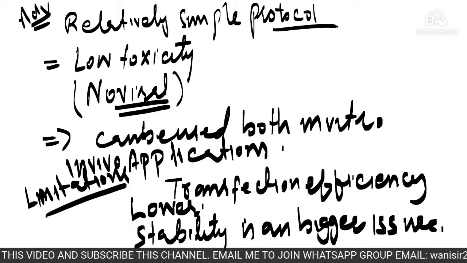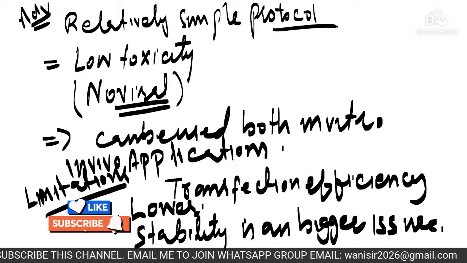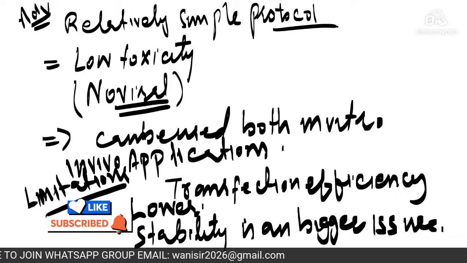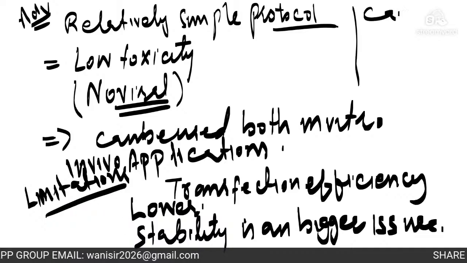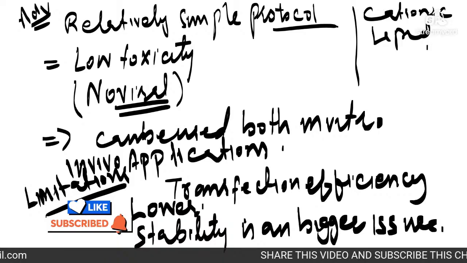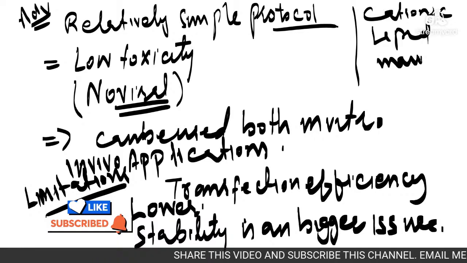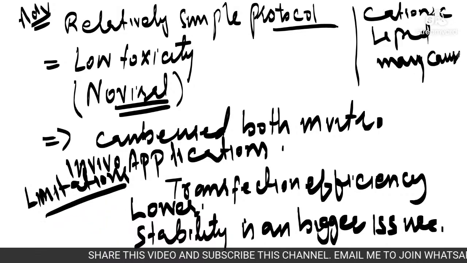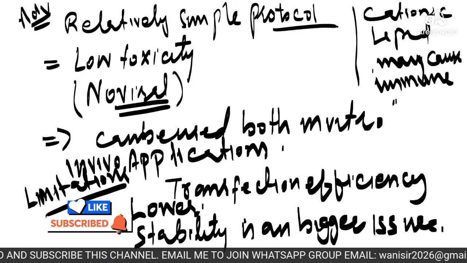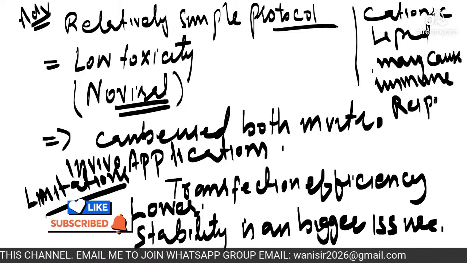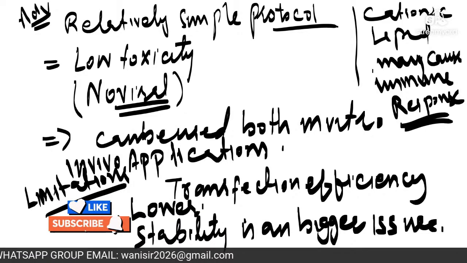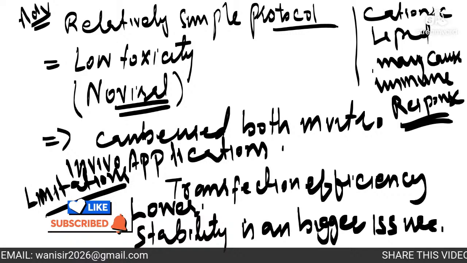They can form aggregates, and cationic lipids can sometimes cause inflammation. Cationic lipids may cause an immune response. So these are very important points that need to be understood, and this is very important for you. What are the advantages and what are the limitations?